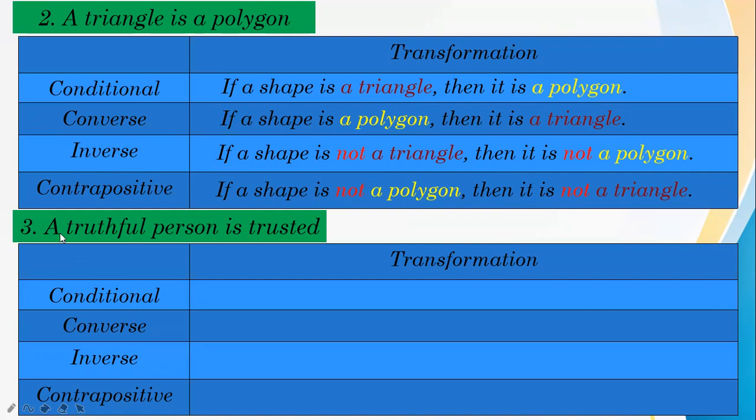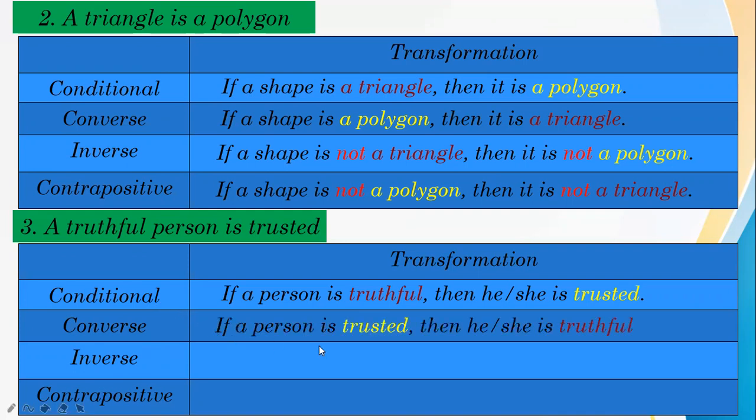Next, we have number 3. A truthful person is trusted. Conditional statement: if a person is truthful, then he or she is trusted. Converse, interchanging the hypothesis and the conclusion of the original conditional statement. So we have if a person is trusted, then he or she is truthful. So this will be your converse statement.